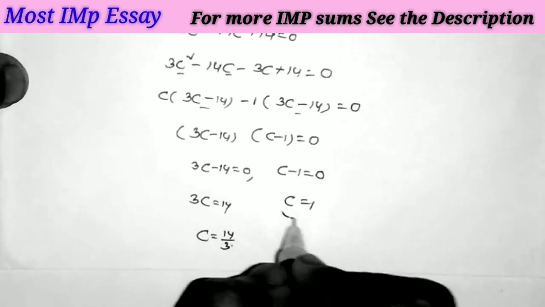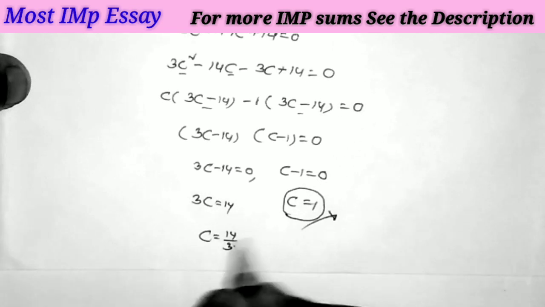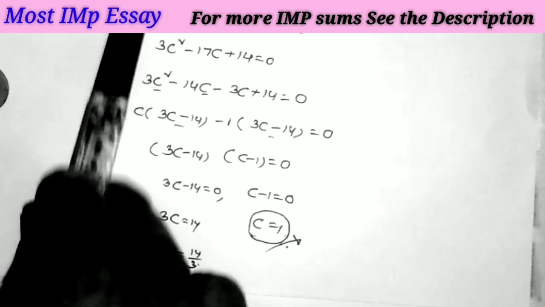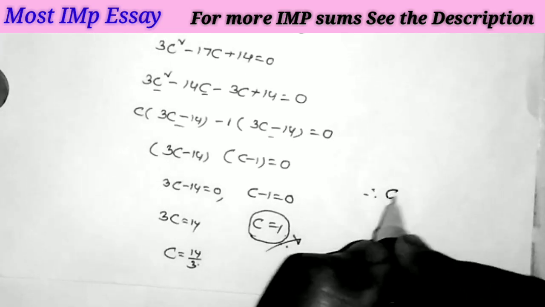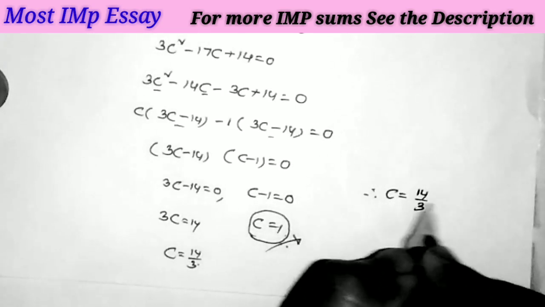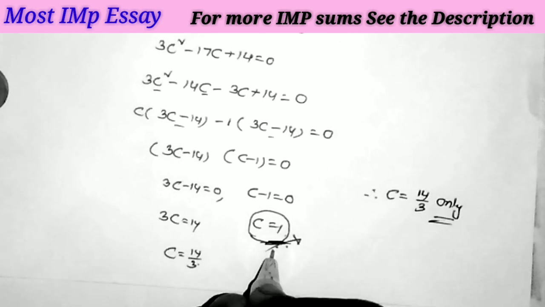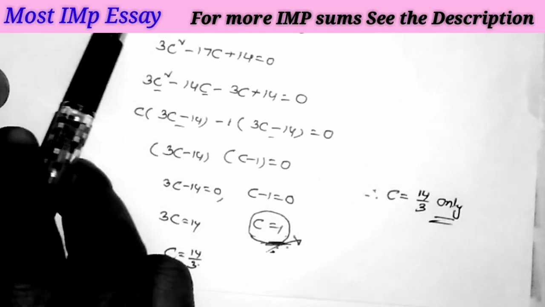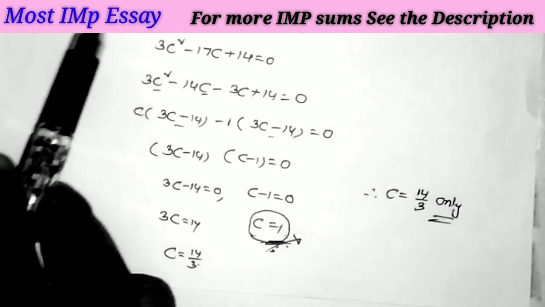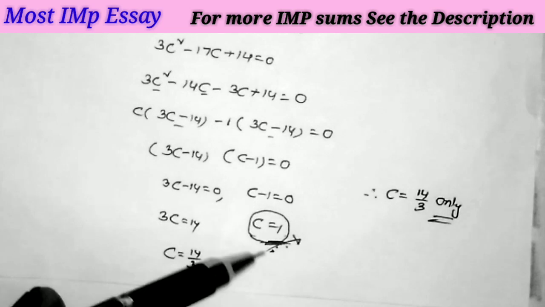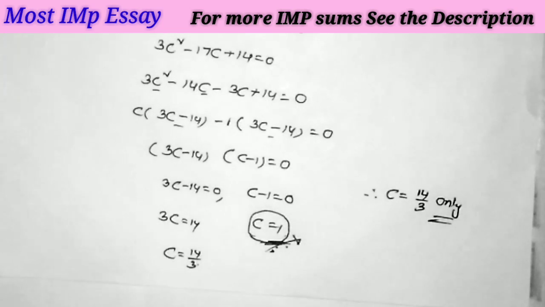And here we don't take c is equal to 1. If c is equal to 1, then what becomes the point? The point becomes 0 comma 1. This is already given. Therefore we take c is equal to 14 by 3 only. We don't take c is equal to 1. c is equal to 1 means the point 0 comma 1, but already this is a given point. So the 4 points become 3 points. That is, we don't take c is equal to 1. So c is equal to only 14 by 3.